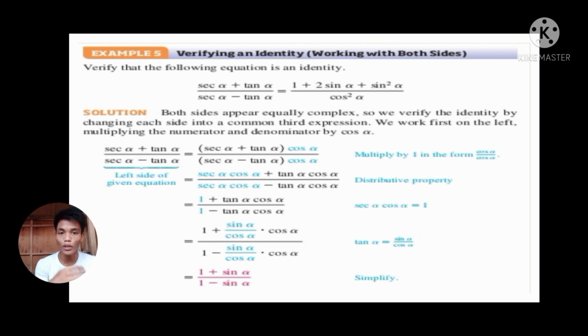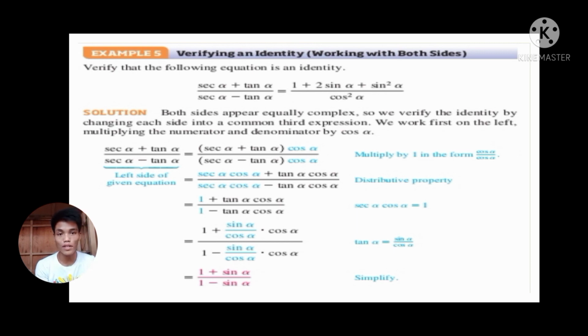So what is our goal here is to find if it is an identity, so both sides are identical. So the given situation is secant A plus tangent A over secant A minus tangent A is equal to 1 plus 2 sine A plus sine to the power of 2A over cosine to the power of 2A.